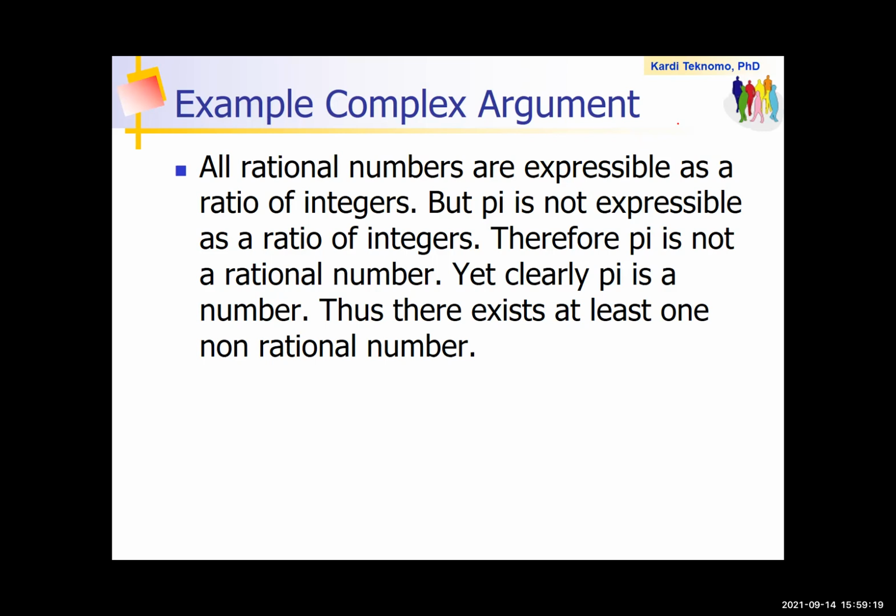Okay, try this. All rational numbers are expressible as a ratio of integers, but pi is not expressible as a ratio of integers. Therefore, pi is not a rational number. Yet clearly, pi is a number. Thus, there exists at least one non-rational number. Can you identify which one is the premise, which one is the conclusion, and then draw the argument diagram?